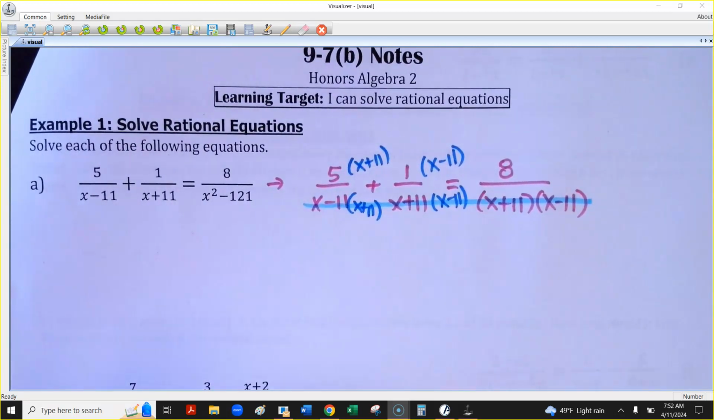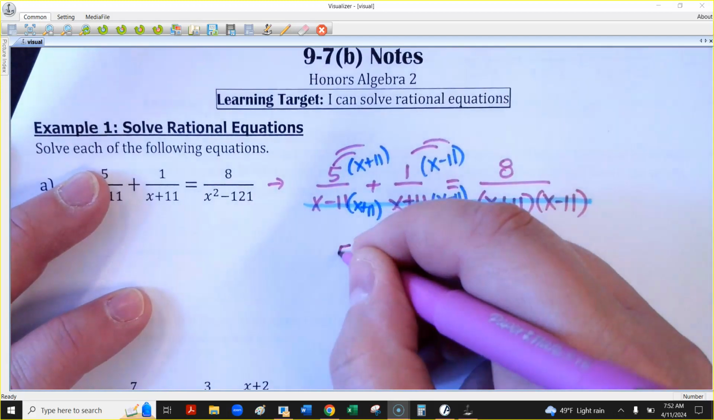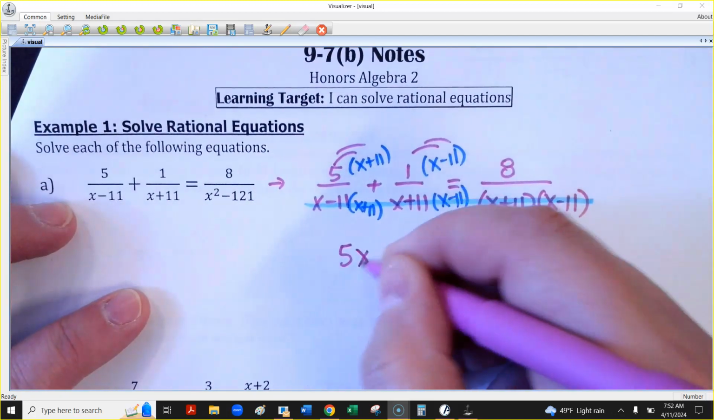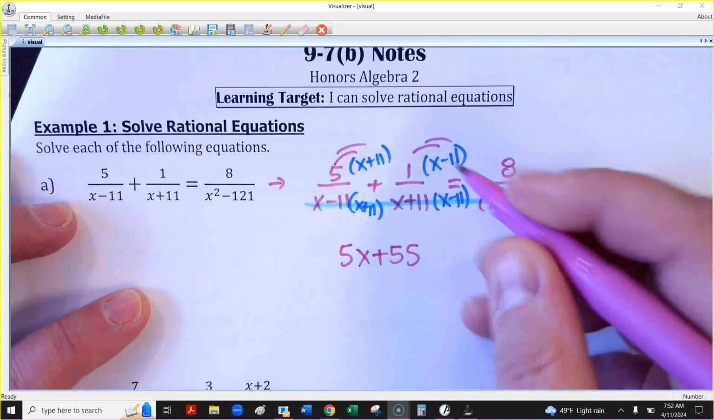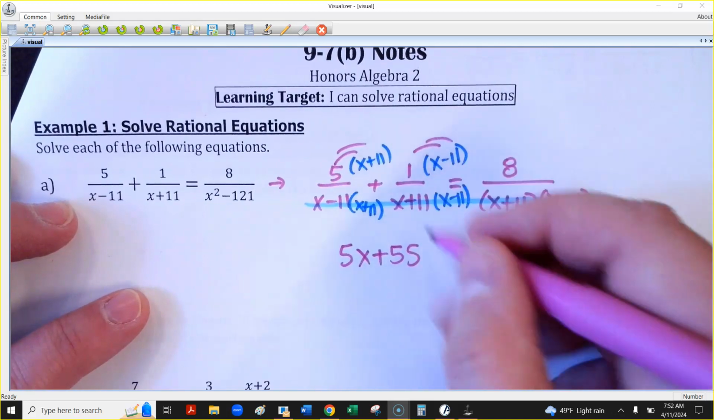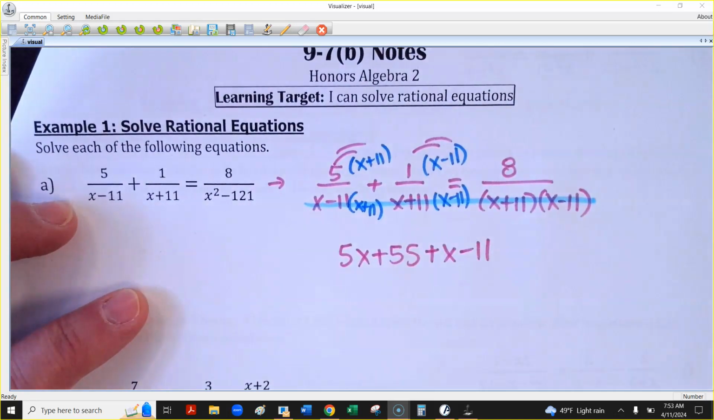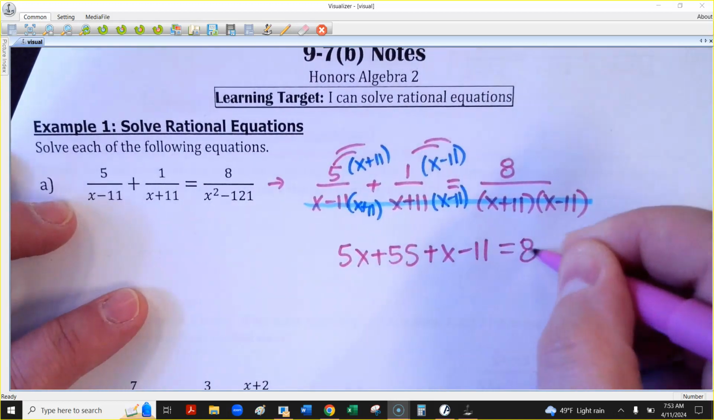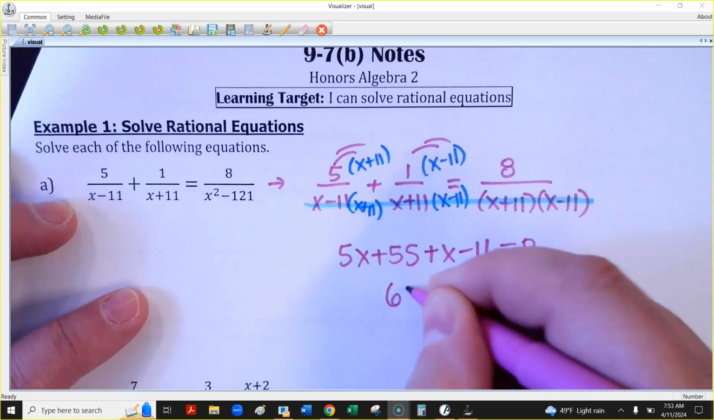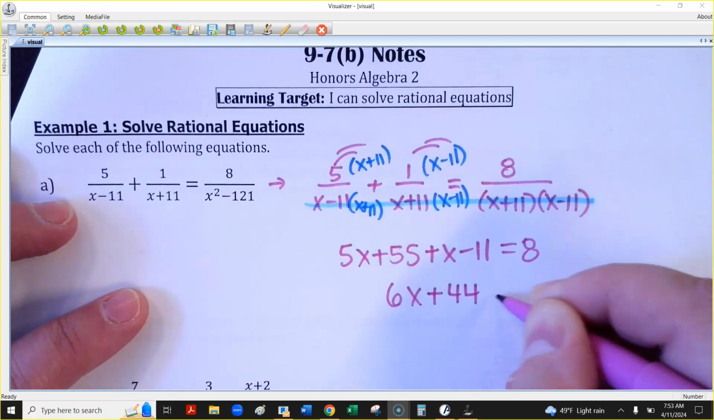Now, you got to do a little distributive property, but you can do that. So we'd have 5 times x plus 11, so I'd have 5x plus 55. This is actually just going to be distributing a 1, so it'll just keep those terms the same. So 1 times x would be x, 1 times negative 11 would just be negative 11, and then you're equal to 8. So, bless you, I got 6x, I'm just combining like terms, plus 44 equals 8.